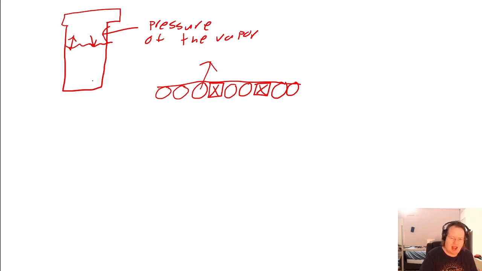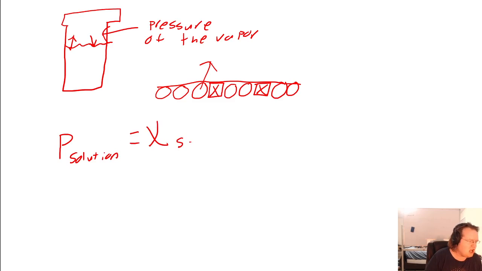Now, how much specifically has a relationship that we call Raoult's law. So the vapor pressure of our solution, assuming again that it's a non-volatile solute, is equal to the mole fraction of the solvent times the vapor pressure of the original solvent in its pure form. So for example, if our mole fraction is 0.99, so 99 out of 100 molecules is a solvent molecule, that means that our vapor pressure for our solution is going to be 99% as large.